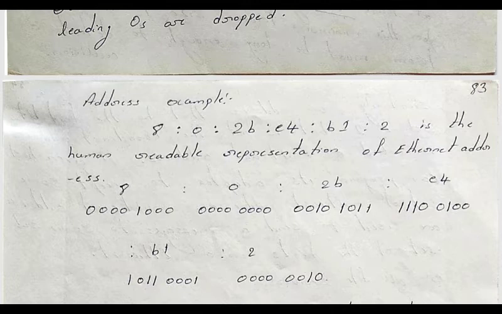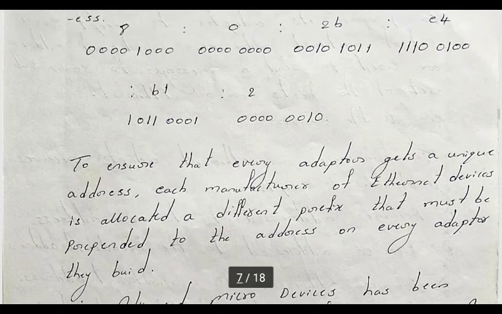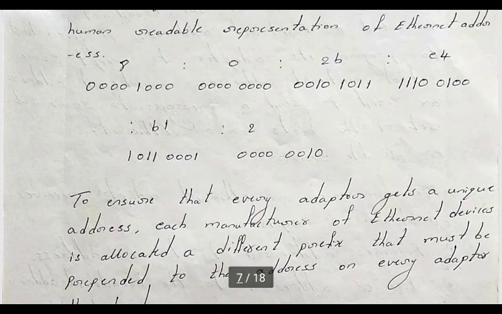Is it clear? Now this is the example here. You can see 8:0:2b:e4:b1:2. This is a human-readable representation of the Ethernet address. Count it here: how many numbers? 1, 2, 3, 4, 5 and 6. Each one is represented with 1 byte, with 2 hexadecimal digits, that is a 4-bit nibble for each digit. This is how you represent it. The one below is represented in binary. So this is about the Ethernet address.